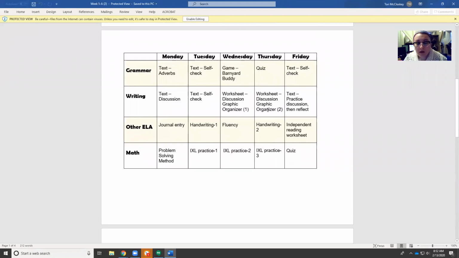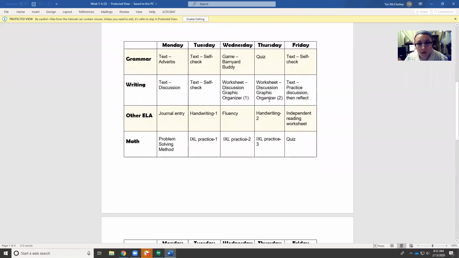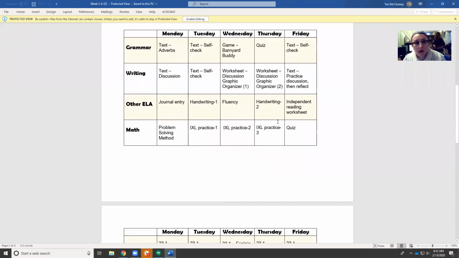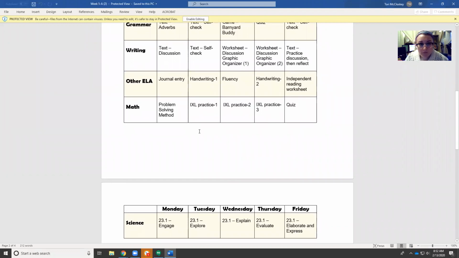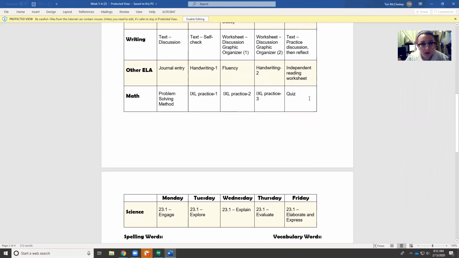Writing, you're doing day 2 of your discussion graphic organizer. And ELA, you are doing your other handwriting activity. For math, my A students are doing IXL for the third day, and my B students are doing Splash Learn.